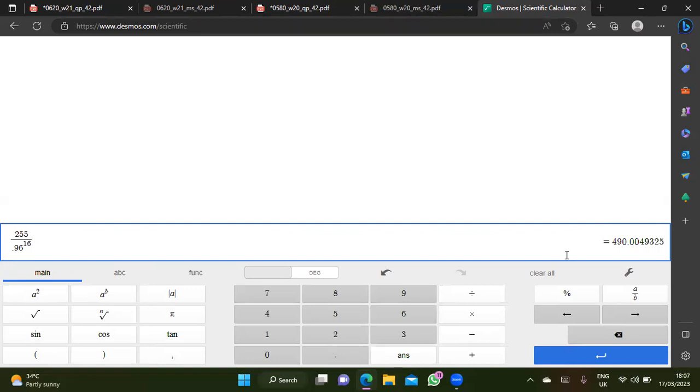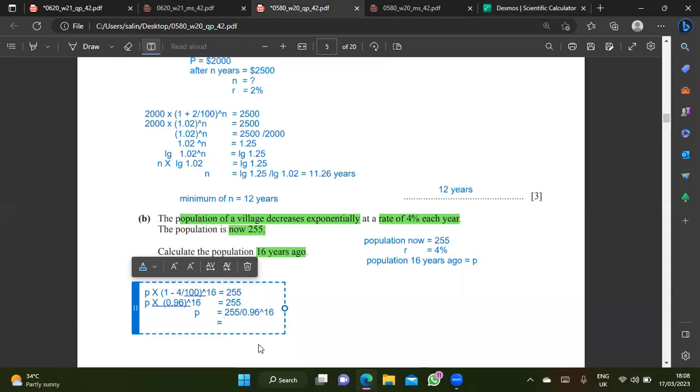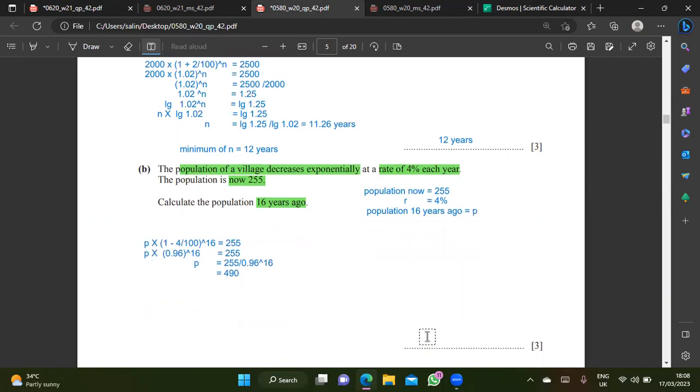Since we are talking about population, we have to take a round number, so 490. We cannot use decimals. This is the population of a village, so we cannot have decimals. How could we have 490 point whatever it is? So this is 490. There you go.